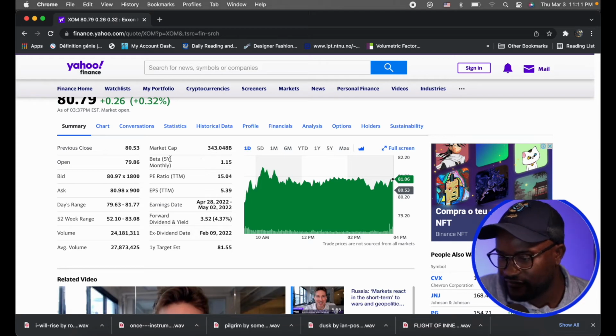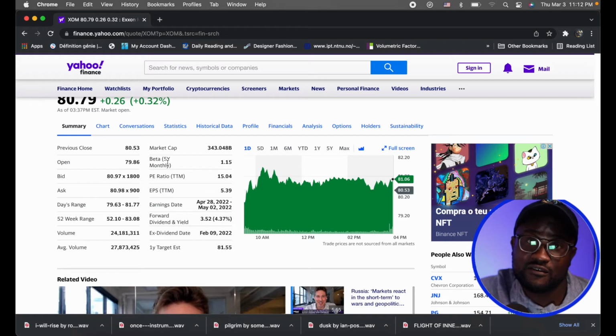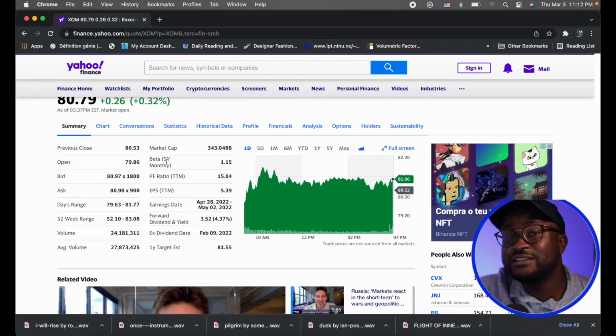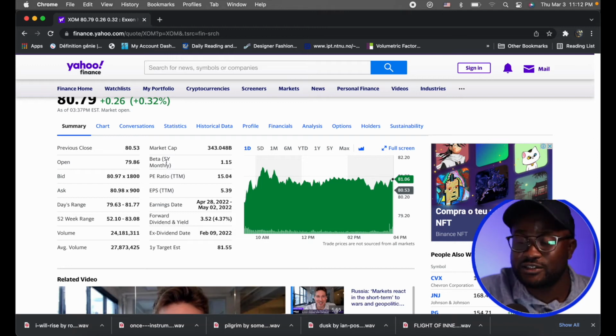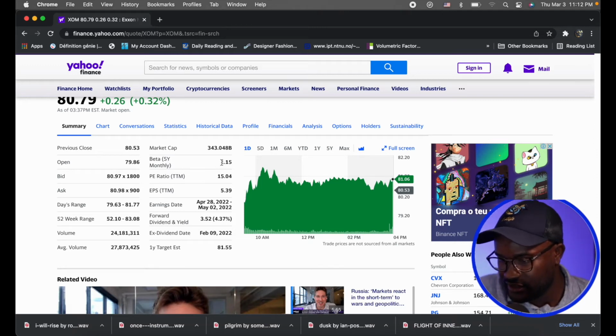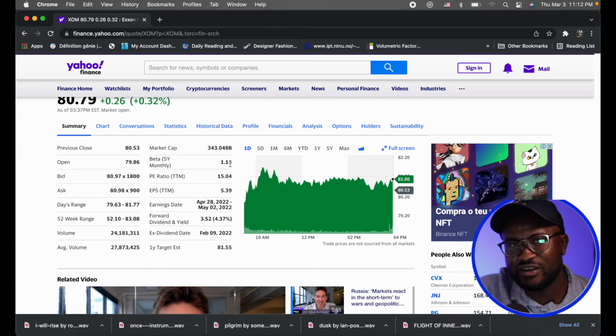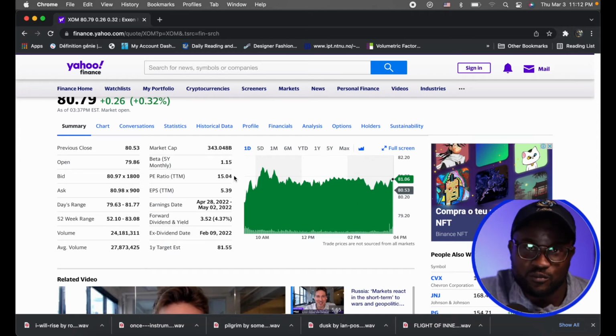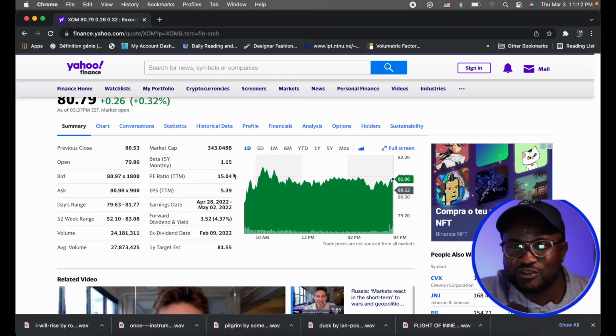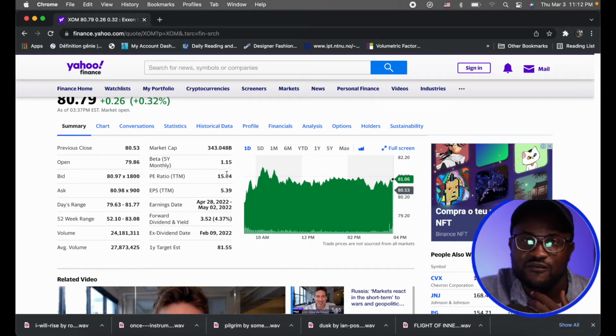The beta, we have 5-year monthly. Beta usually represents the volatility of the stock, which means that the lower the beta, the less volatile the stock is. In this case, ExxonMobil is 1.15. It has been fluctuating a lot because of the oil price. You know, ExxonMobil is an oil and gas company. So whenever there is an oil price variation, that might affect, of course, the share price of those oil and gas companies.